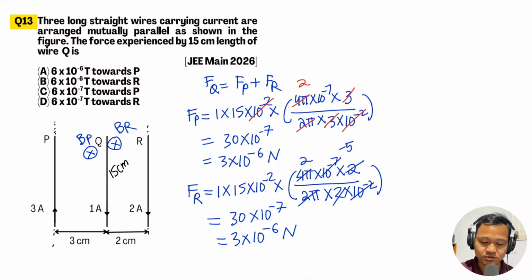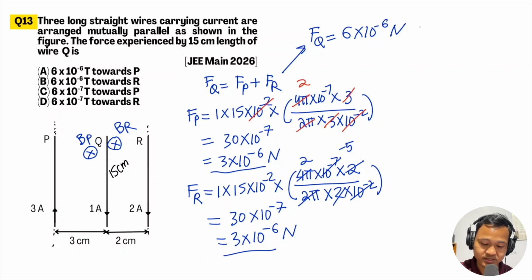So therefore the net force on Q should be 3 into 10 power minus 6 plus 3 into 10 power minus 6. That means 6 into 10 power minus 6. Overall, it is into the plane.